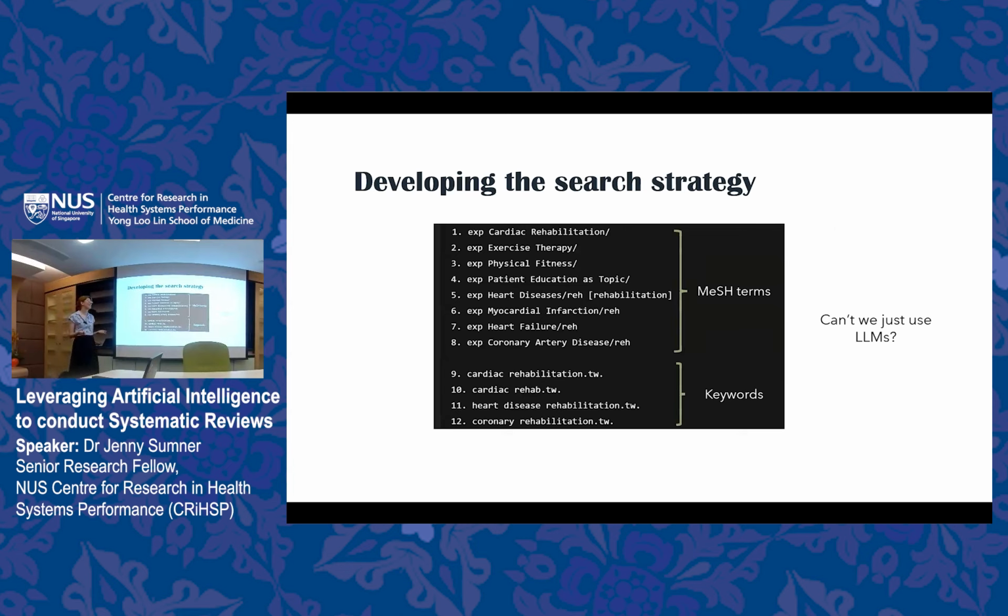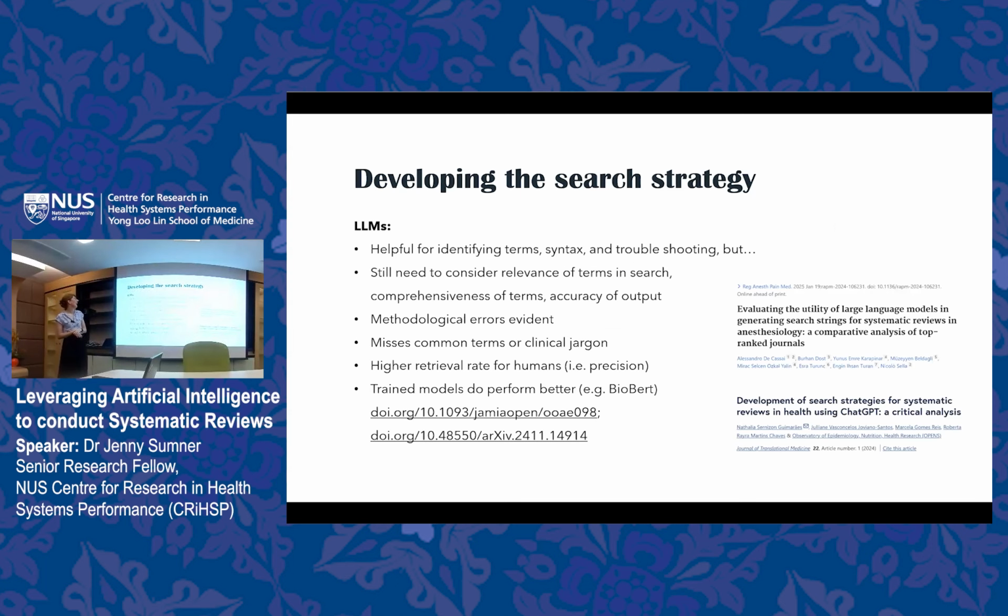So you might be thinking, okay, why can't we just put a prompt into ChatGPT and it can just churn all this stuff out for us? We don't need to think about all these fancy adjacency terms, wildcards, et cetera. And you can definitely use ChatGPT as a starting point, but there are some caveats. We still need to think about the relevance of the terms that ChatGPT or equivalent LLMs are churning out in terms of how comprehensive they are. It might be missing domain specific terms that you're very familiar with and it's not so familiar with. Sometimes it's inaccurate, so you have to be a little bit mindful of that.